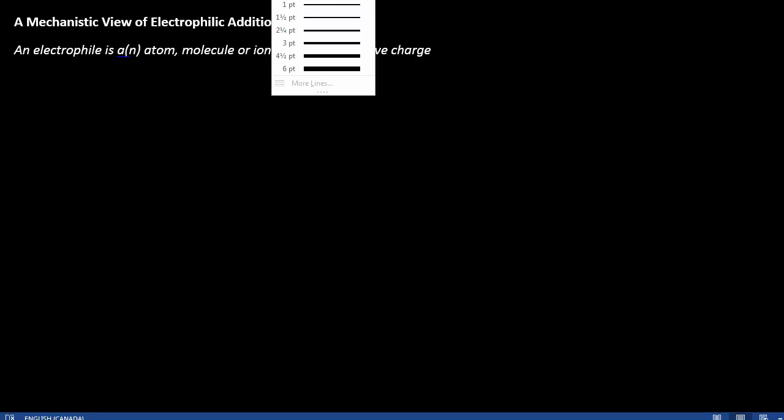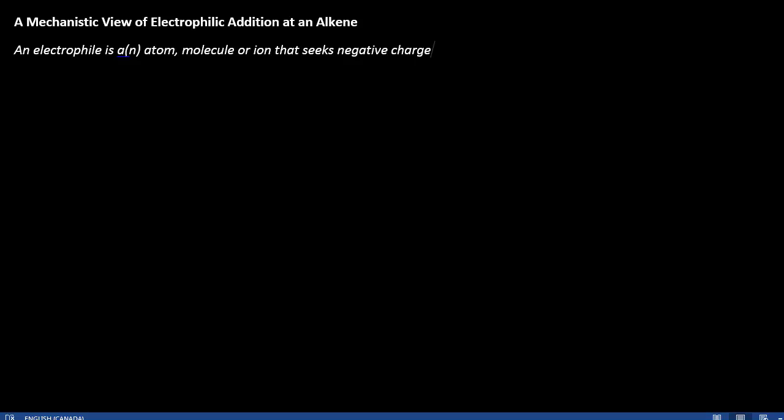We've already looked at alkene addition reactions, but to this point we've not described them with any mechanistic considerations. An addition reaction is what is formally known as an electrophilic addition reaction. And an electrophile is an atom, molecule, or ion that seeks negative charge, so it's essentially the opposite of a nucleophile.